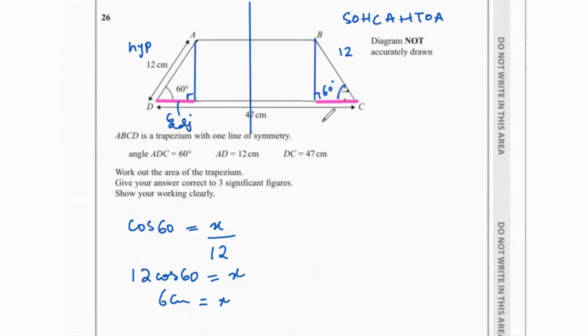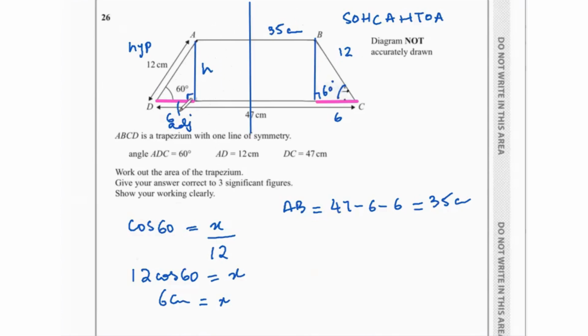So if this is 6 and this is 6, AB is going to be 47 minus 6 and 6, and that equals 35. So we have the length of AB, that's 35. Now, another thing we need to find for the trapezium is the height, this perpendicular height. We cannot use the slant height for the area, we always need the perpendicular height.